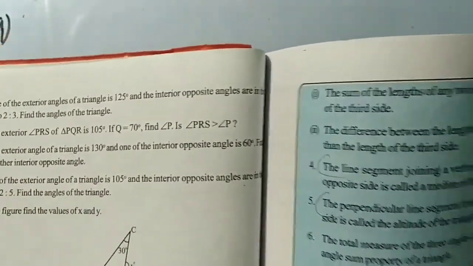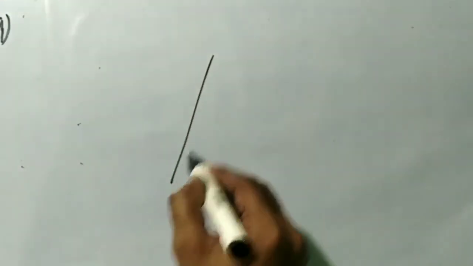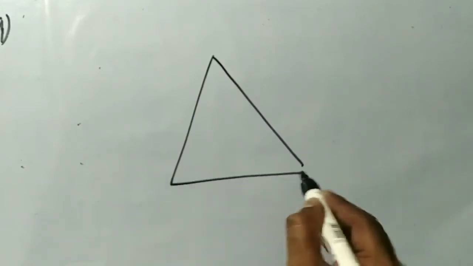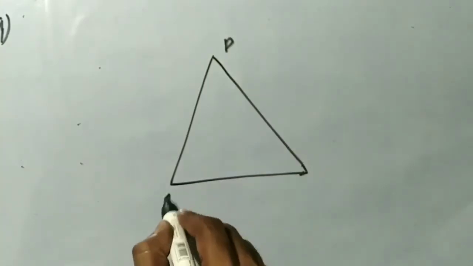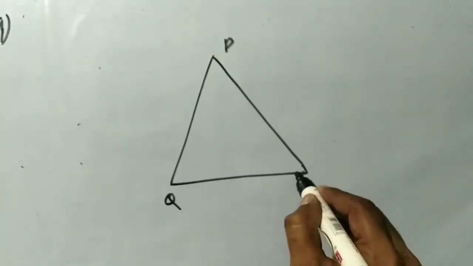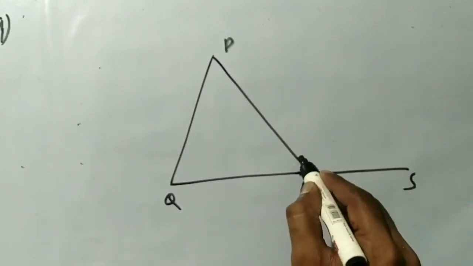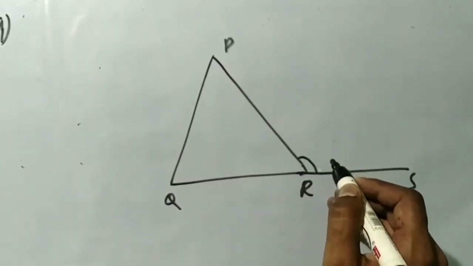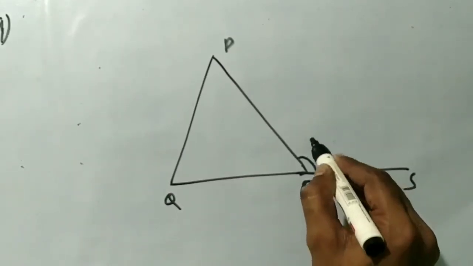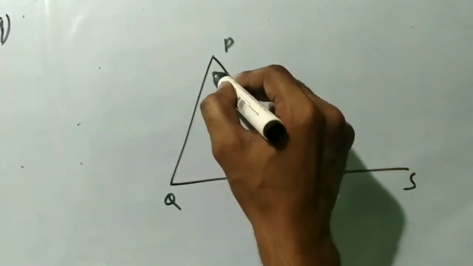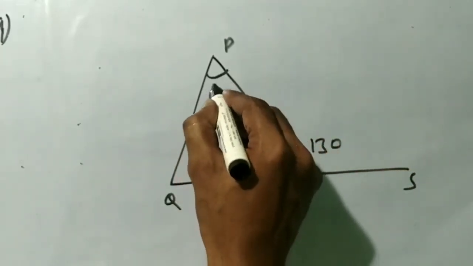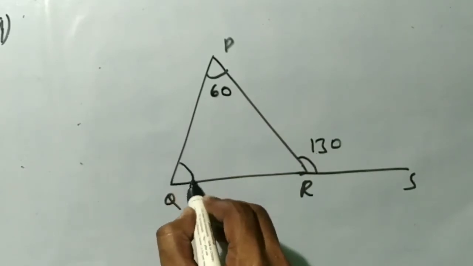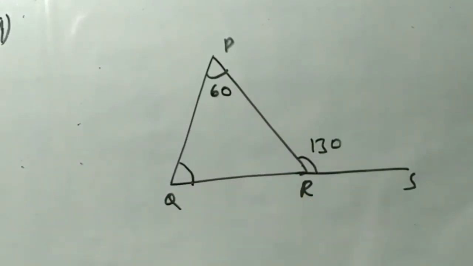Let us form a triangle PQR. It is extended to X, because this forms an exterior angle. The exterior angle is 130, and one opposite interior angle, 60, is given. We have to find this one. So we can easily find it.